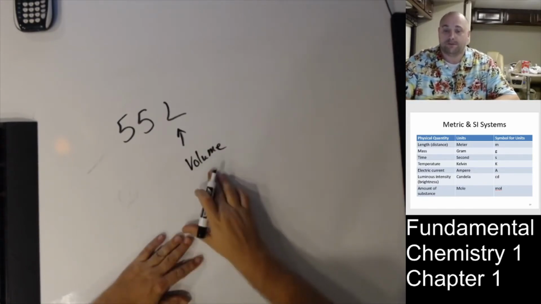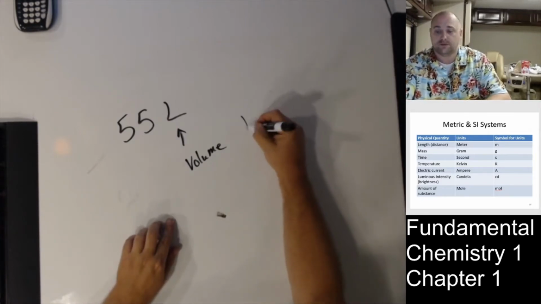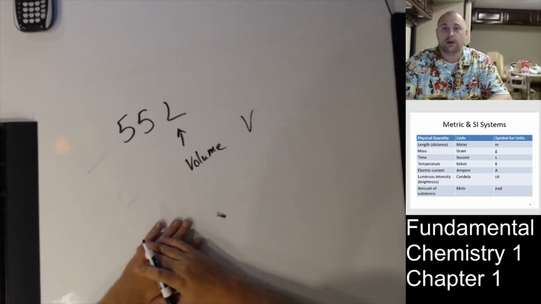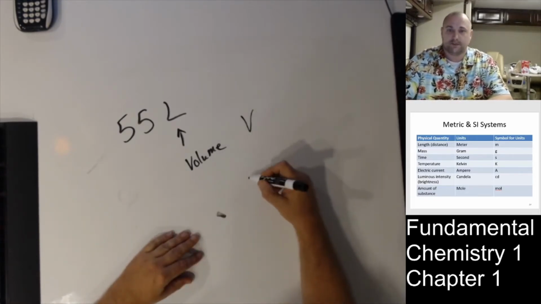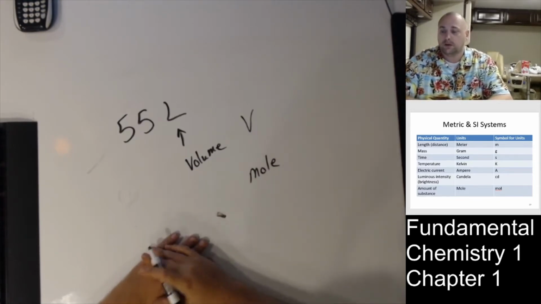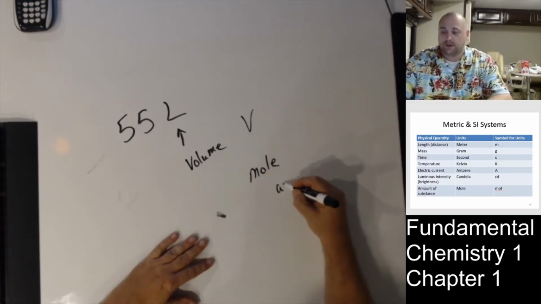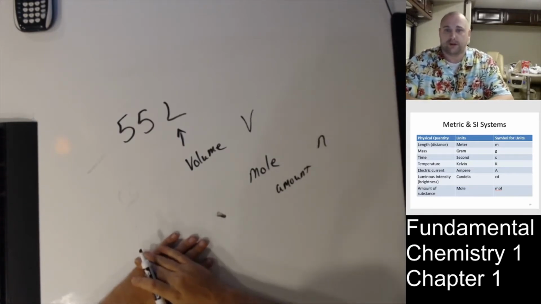And if I know that volume has the symbol L, it also has the symbol V in an equation, then that's going to save me a lot of trouble later. And so when I see something later that has units of mole, then I know this is an amount of material, and it usually has a symbol of a lowercase n.